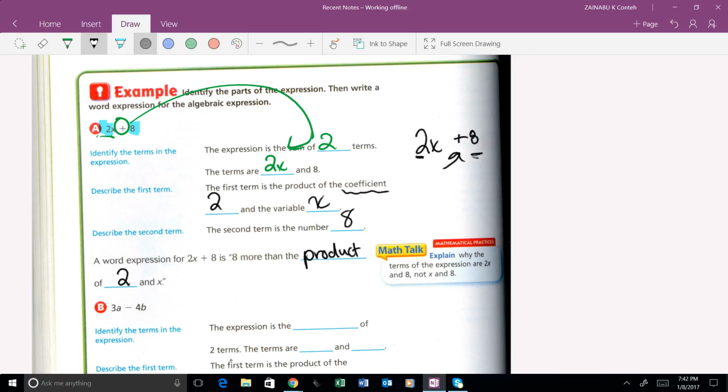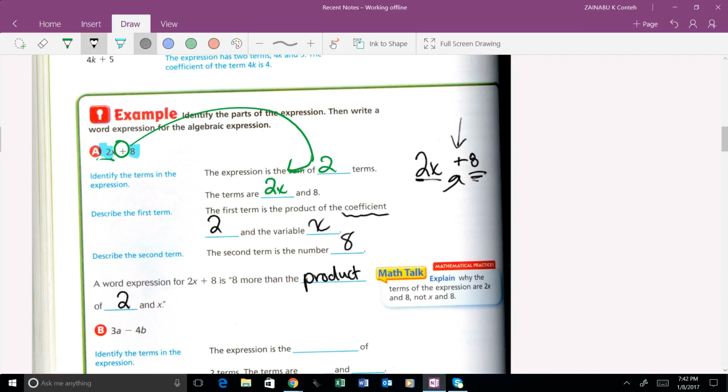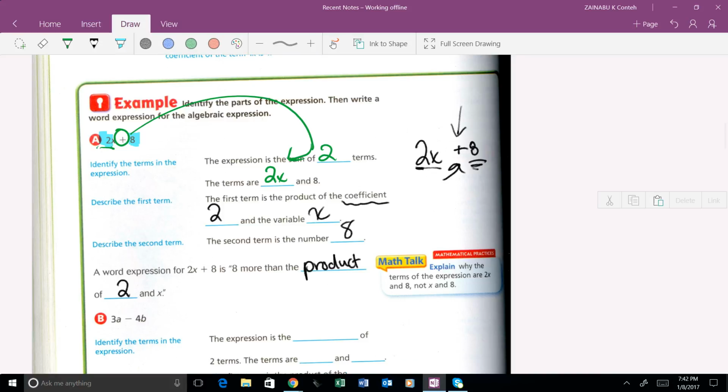So a word expression for 2x plus 8 really is just us looking at 8 more than, because addition means more than, in addition to the product, one of our other signal words, of 2 and x. Now, how do we come up with that? Well, we're looking at a term, and then we've got the addition sign in between. This coefficient 2 and x gets multiplied together, so we know when we multiply, we can say the product of, and we can say more than for addition, or in addition to, or the sum of 8. But as we wrote it here, it really is a way to kind of streamline everything. So 8 more than the product of 2 and x is how we're going to write it here.